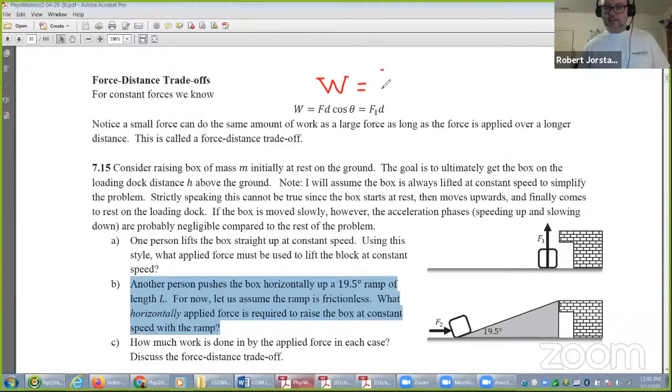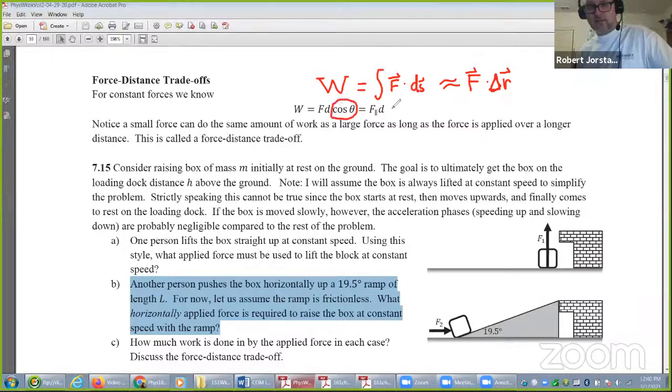It's equal to the integral of force vector dot displacement vector, which is approximately equal to, for constant force, just F dot displacement. I'll call it delta R for right now. You could call it delta X, you could call it delta S, that doesn't really matter. So again, it's the force vector dotted with the displacement vector. And that's where this cosine comes from. The cosine comes from this dot product.